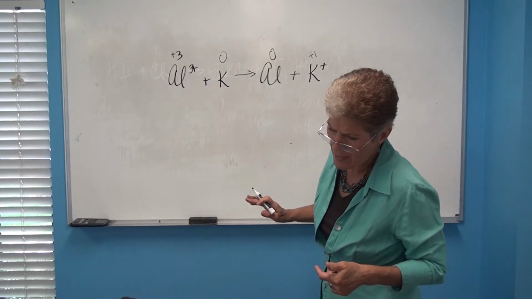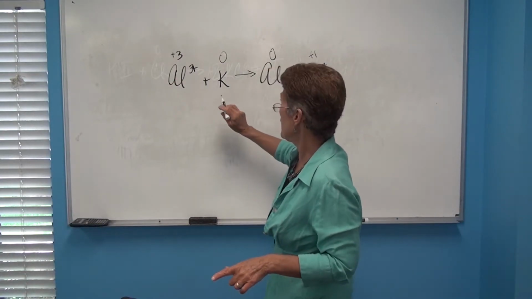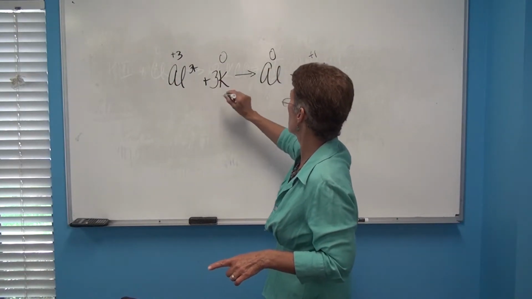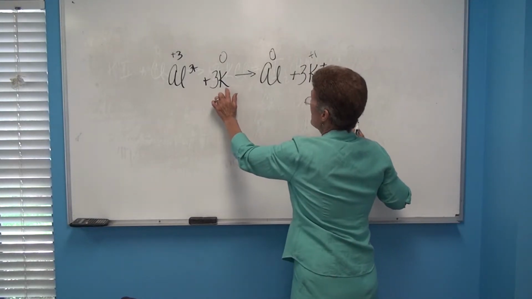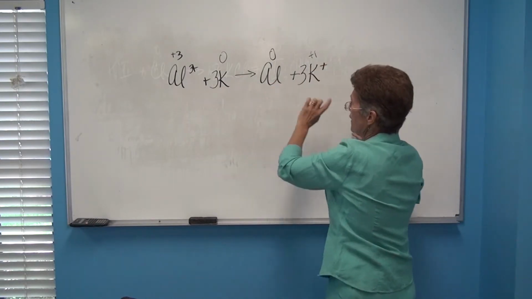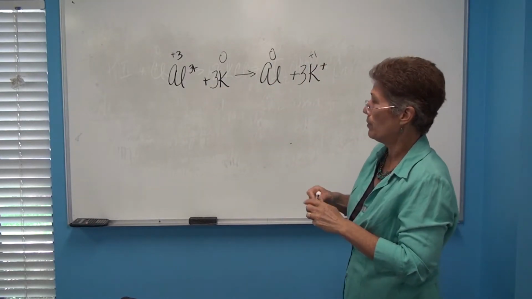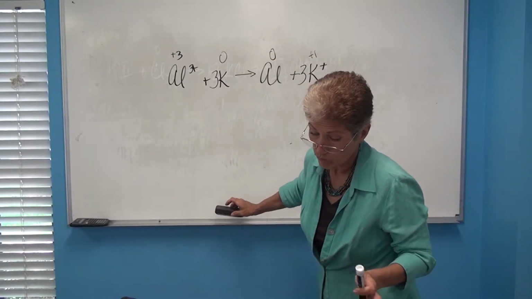And he doesn't ask you to balance it, but I just want to show you, you would need 3 of these, and then you would have the 3 electrons being given from here to this guy to make this true. But that's not what's there, so your answer should just be no.